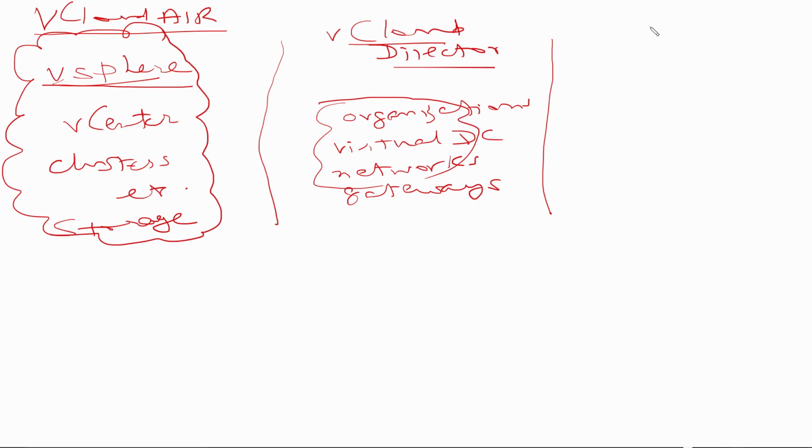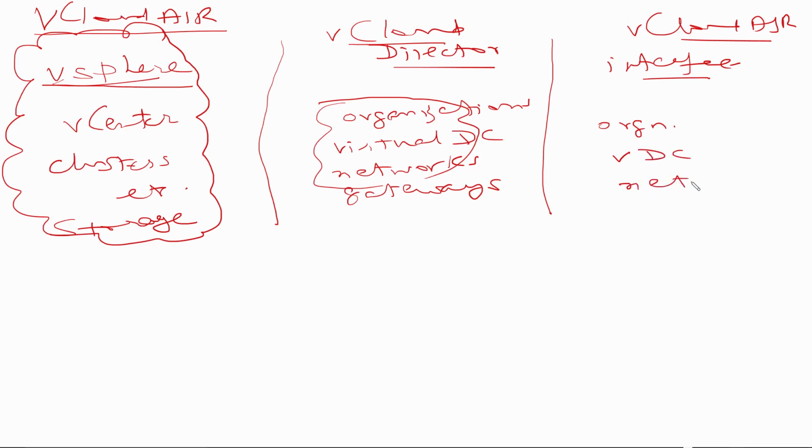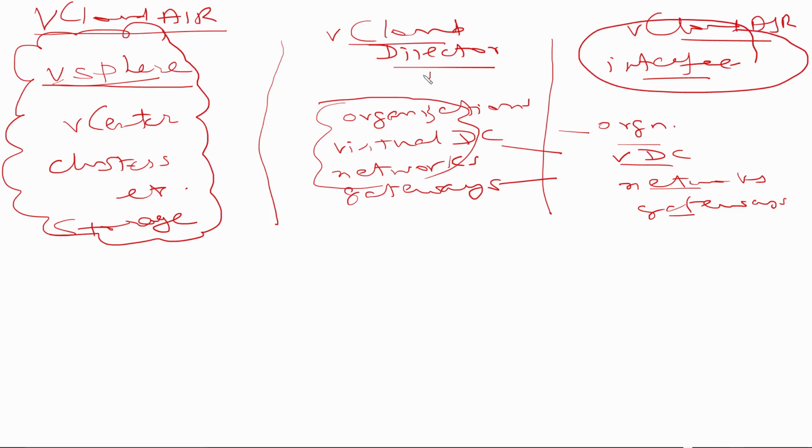And right at the very end is actually where you have vCloud Air. This is the interface of vCloud Air, and here you see organizations, here you see virtual data centers, here you see networks, and here you see gateways, pretty much corresponding directly with what is provided by vCloud Director, except that the vCloud Air interface and the vCloud Director interface are very different things and have different capabilities.